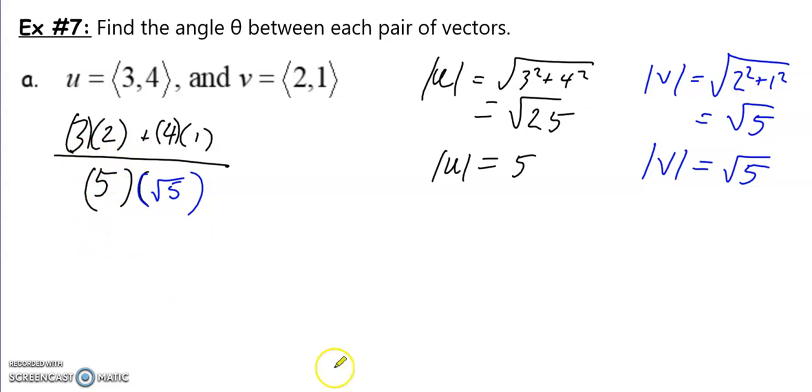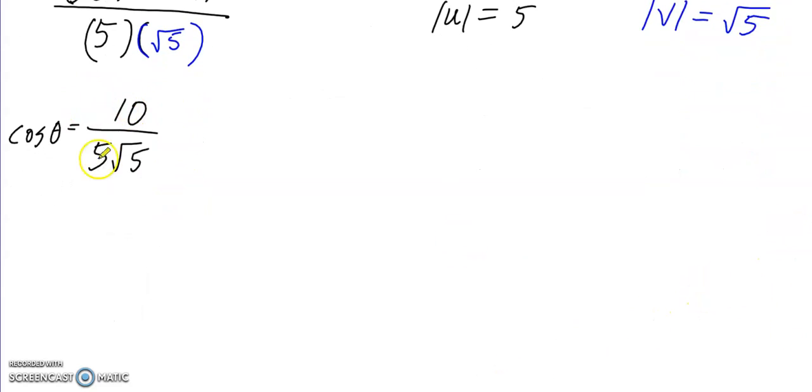So we're going to have 3 times 2 is 6. 6 plus 4 is 10. So on top, we're going to have 10 over 5 radical 5. And this is what the cosine of theta is. That's what we're trying to find. And I'm like, I hate 10 over 5. That reduces to 2 over radical 5.